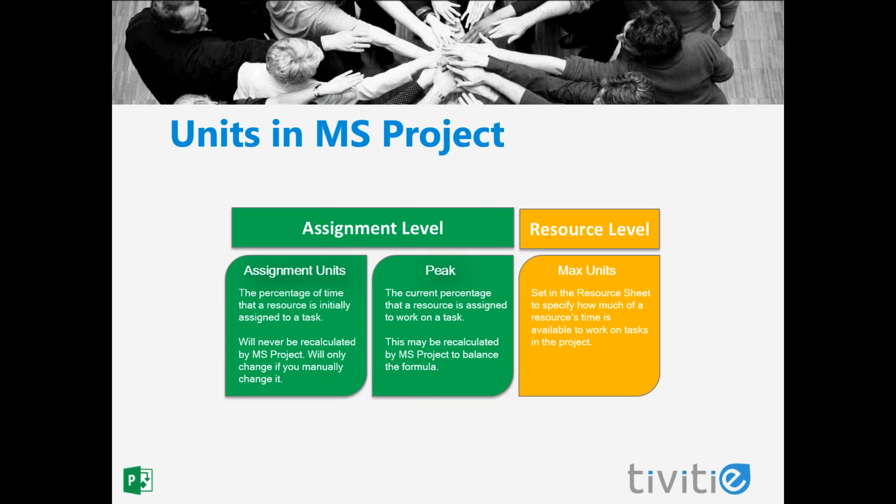The other assignment level units field is peak. Peak can be thought of as the current percentage that a resource is assigned to work on a task. If you enter an assignment units value, Microsoft Project will initially set peak equal to that assignment units. The peak value, however, is the one that may be recalculated by Microsoft Project in order to balance the formula. So if you change duration or work, Microsoft Project may need to recalculate the peak units value. You cannot directly modify the peak units value. It is always a calculated value by Microsoft Project.